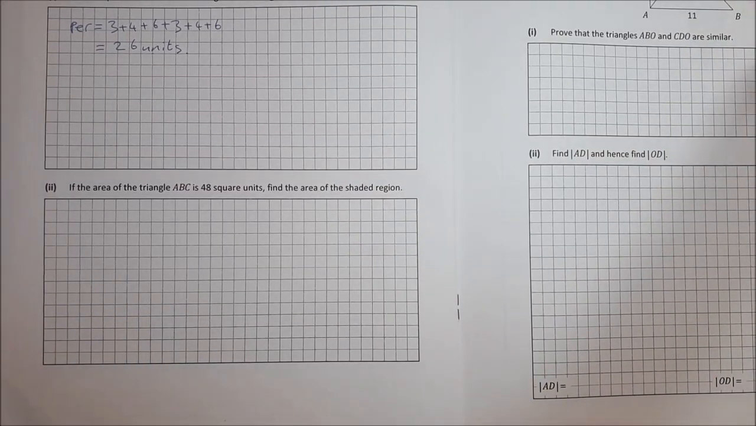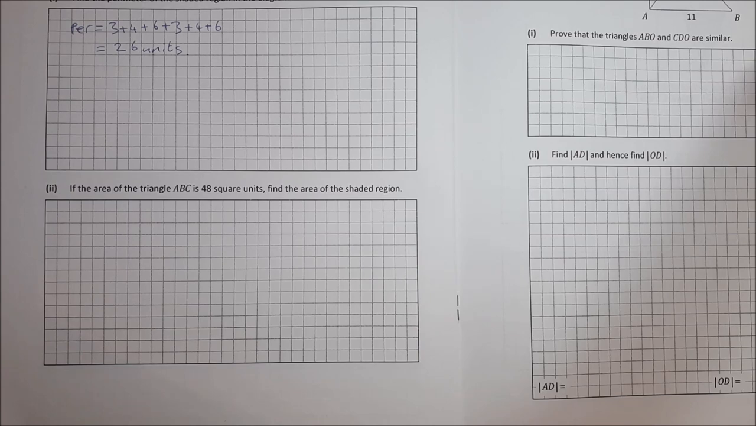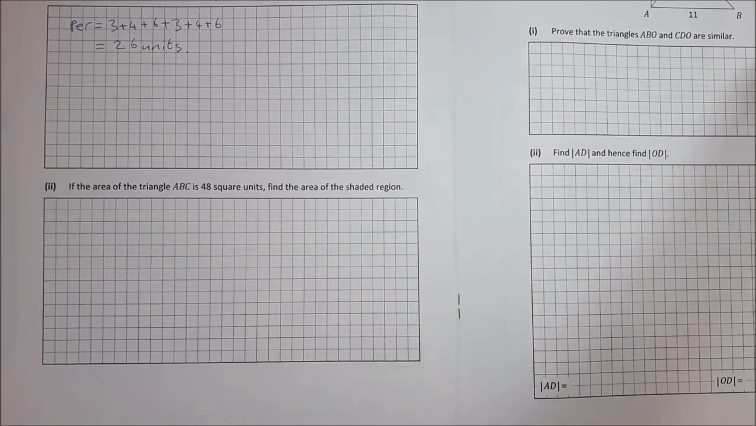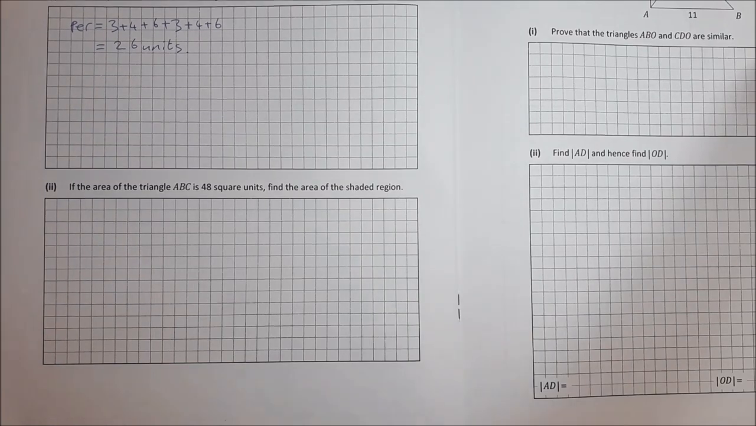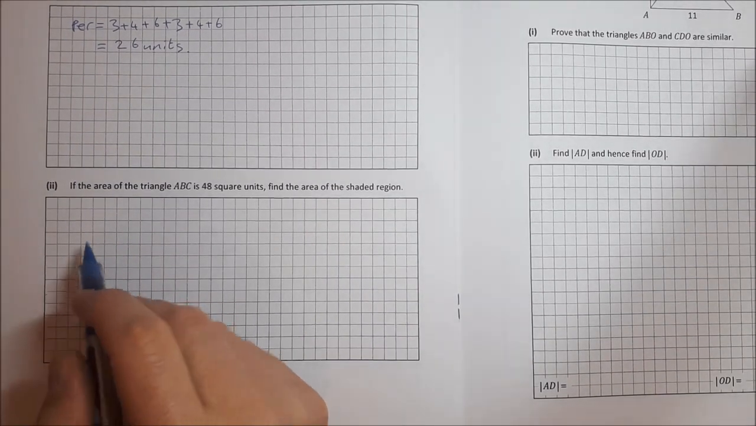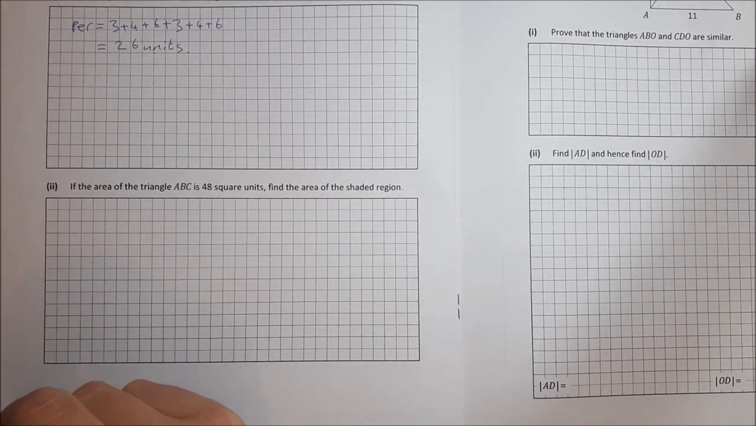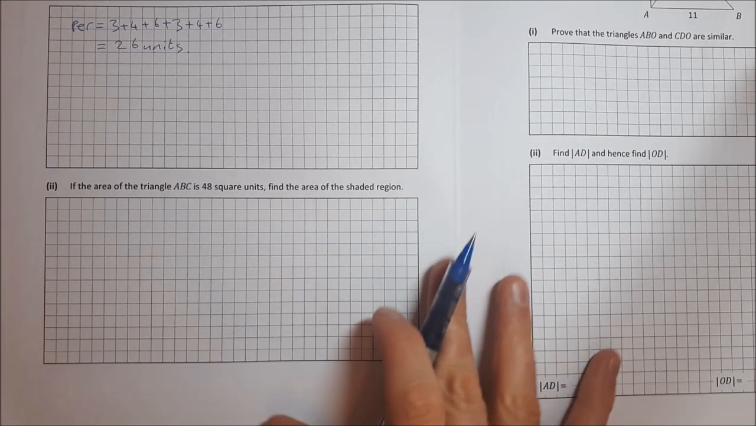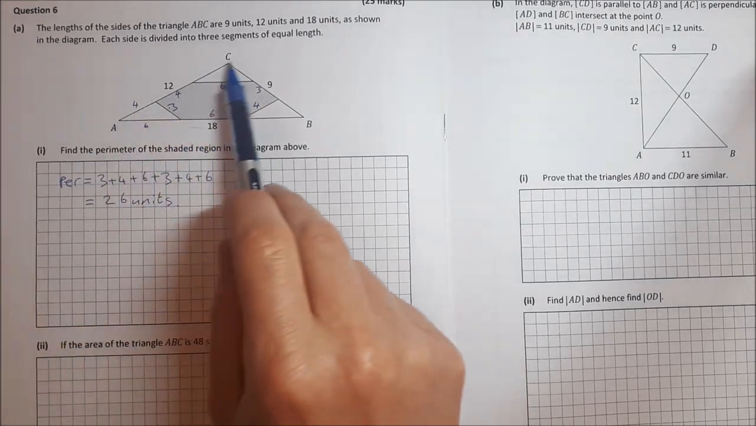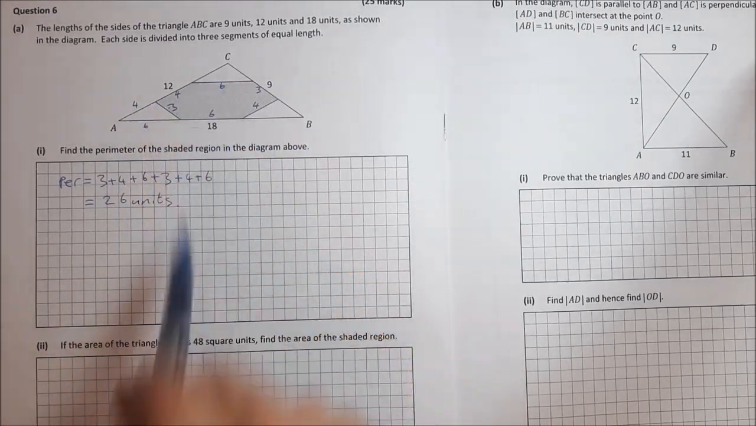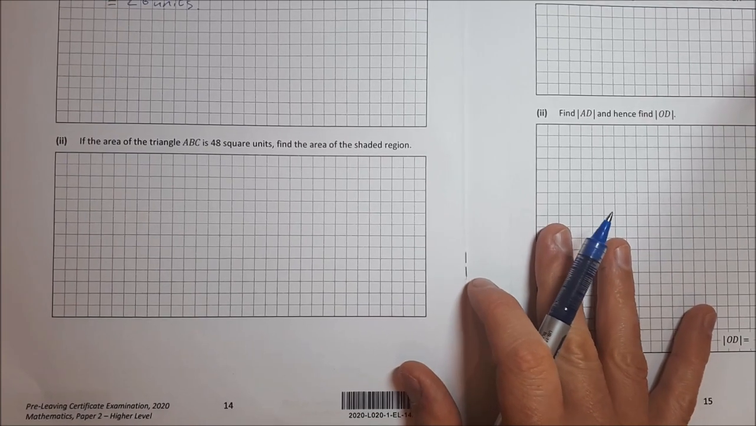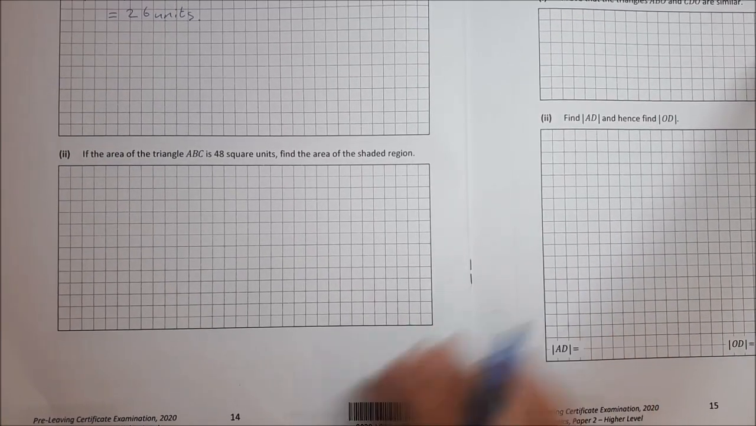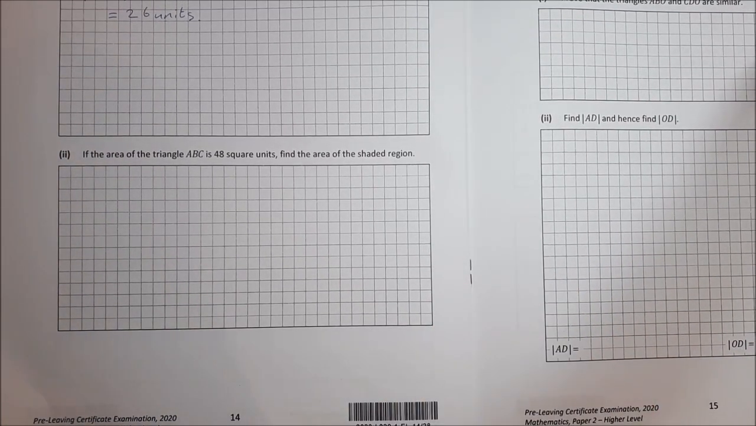If the area of the triangle ABC is 48 units, find the area of the shaded region. So for part 2, the area of the big triangle ABC is 48. We want to find the shaded region. So it's going to be basically the big triangle minus these three small triangles. So what can we say about these small triangles? Well, we had the scale factor from part 1, and the scale factor is 3.